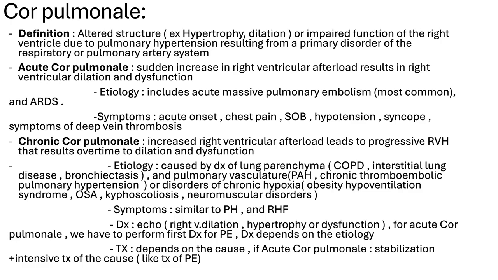For diagnosis, of course, we will need echocardiography to check for right ventricular dilation, hypertrophy, or dysfunction. We also have to keep in mind checking for pulmonary embolism as a first diagnosis in case of acute cor pulmonale, because the treatment depends on the cause. So if it's acute, first we have to stabilize the patient and then do intensive treatment of the main cause.